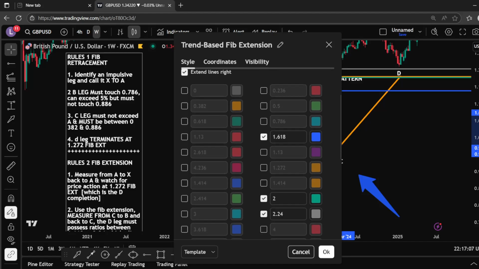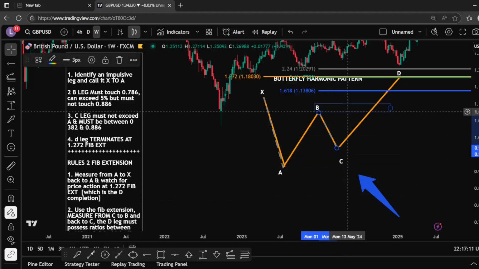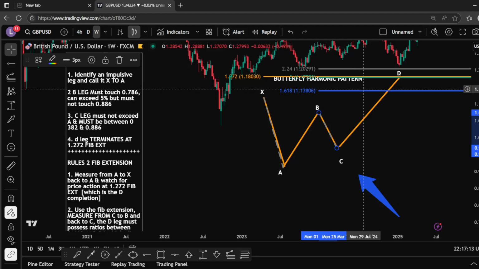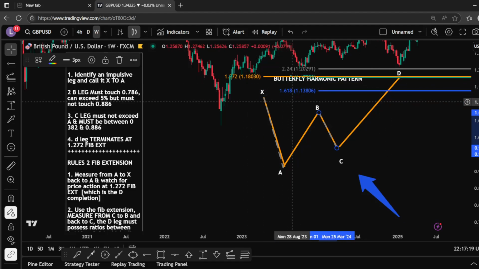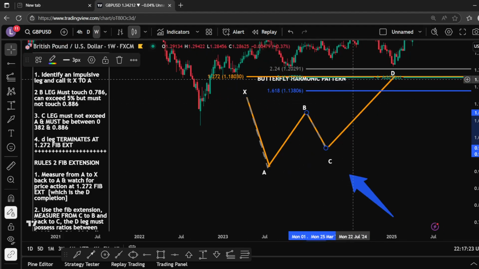One of these numbers would be at the low, below the D completion, so below 1.272. As you can see, 1.618 is the number that is below our 1.272 D completion leg. The other two numbers, 2 and 2.24, are above.